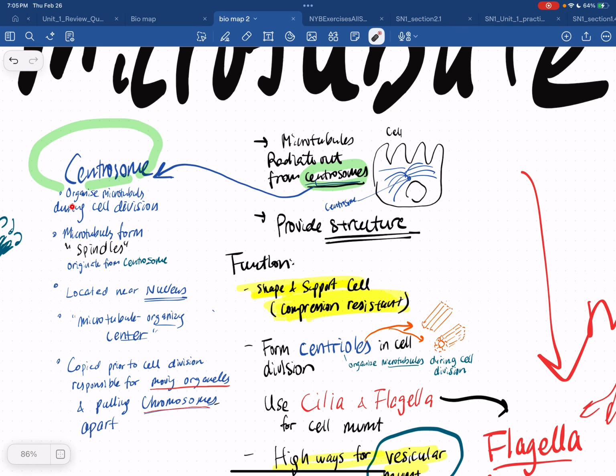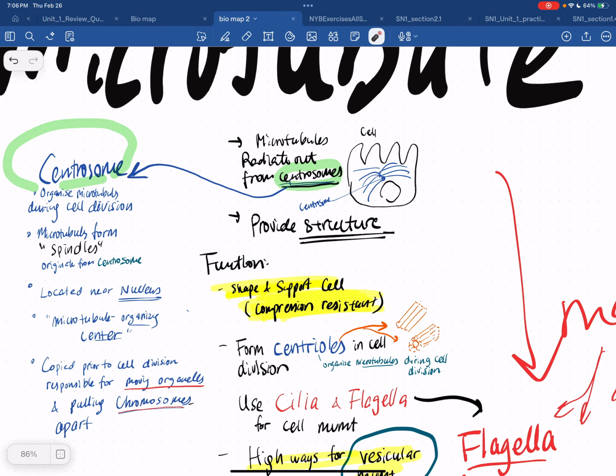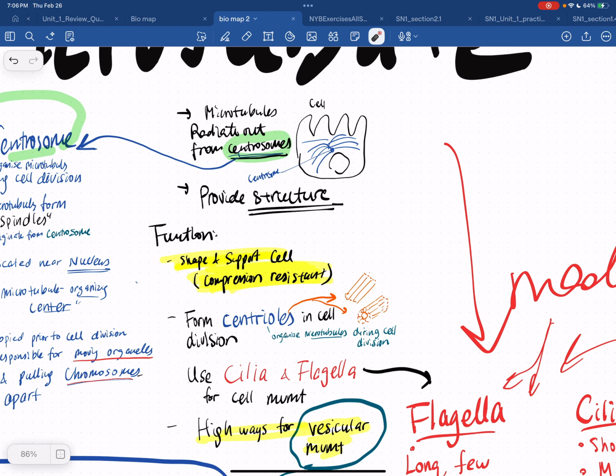Centrosomes are the organizers of the microtubules, which are these long arms sticking out in the interior of the cell. They're used for cell division to pull apart chromosomes. They also form spindles originating from the centrosome, a spindle being basically a bundle of lots of filaments like this, located near the nucleus. They organize these microtubules during cell division, so chromosomes are moved apart. They radiate out.